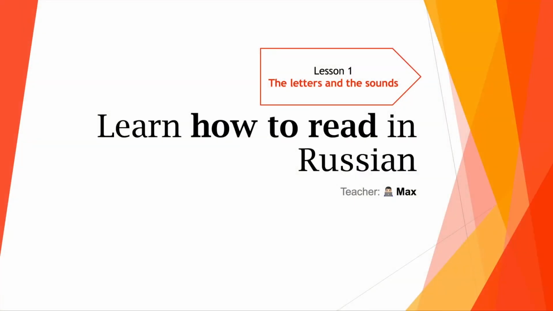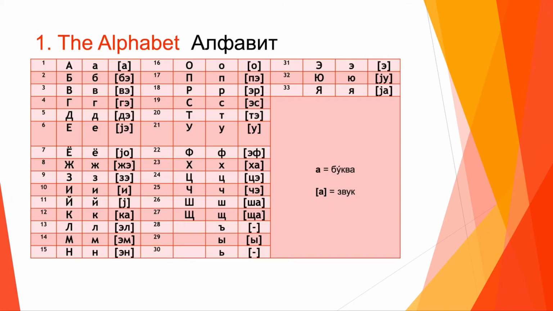Okay, so this is the first lesson which we're going to cover today. Learn how to read in Russian, and in today's lesson we're going to talk about the letters and the sounds in the Russian language. Alright, so here you can see the alphabet of the Russian language, right? Differently from the Latin alphabet, which you have in most of the European languages, we have 33 letters. 10 of them are vowels, 2 of them don't have sound, and the others are consonants actually.